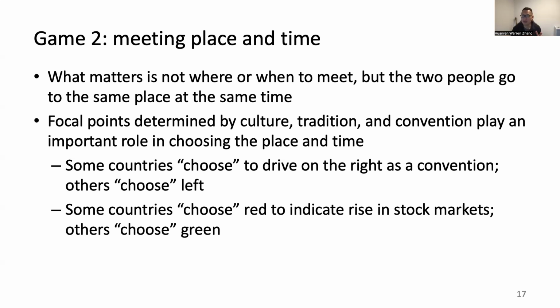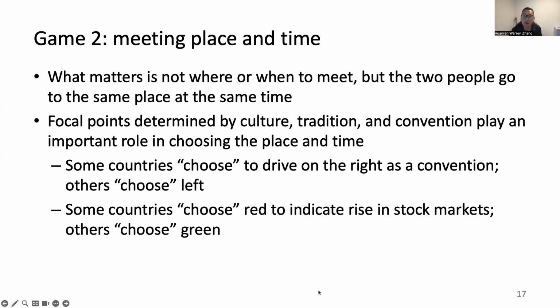For example, in Chinese culture, red is good and represents happiness. Usually during the festival, it's decorated in red. So that's why they choose red as indicating good news, right? But in other countries, green light means that you can go ahead. That means some good news. So that's why they have chosen green as indicating rising stock price, the good news. So there's no right or wrong.